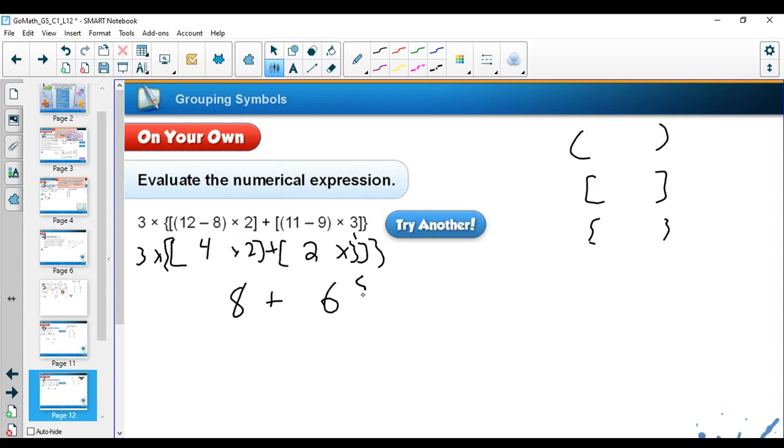So I've solved the brackets, and now all I'm left with is the braces. I finish inside of the braces. 8 plus 6 is 14. And 3 times 14, well, 3 times 4 is 12. 3 times 1 is 3, plus 1 is 4. And so the answer to this numerical expression is 42. So again, I skipped something as I rewrote it, but because I kept it in order, I could see that it was this 3 that I had missed and was able to fill it back in.